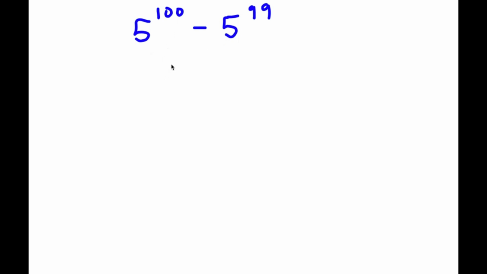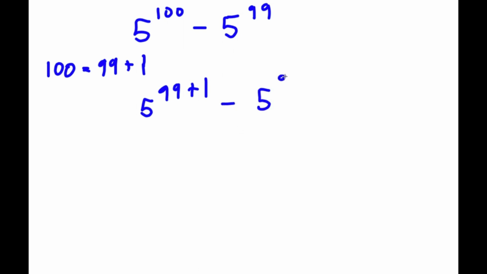Alright, so we have 5 to the power of 100 minus 5 to the power of 99. Now, 5 to the power of 100, we could rewrite this as, first off, 100 here is equal to 99 plus 1, right? Meaning 5 to the power of 100, I'm simply going to replace 100 with 99 plus 1. So this would be equal to 5 to the power of 99 plus 1. Then we have minus 5 to the power of 99.